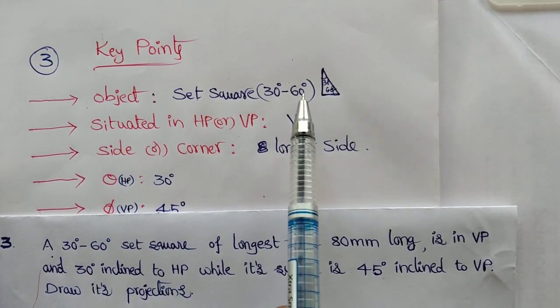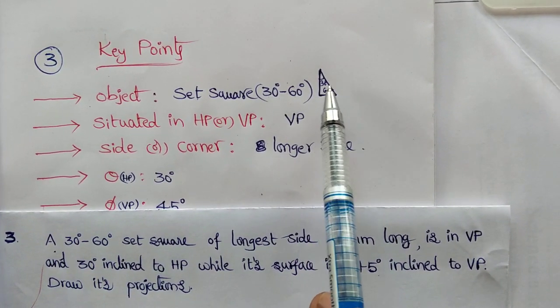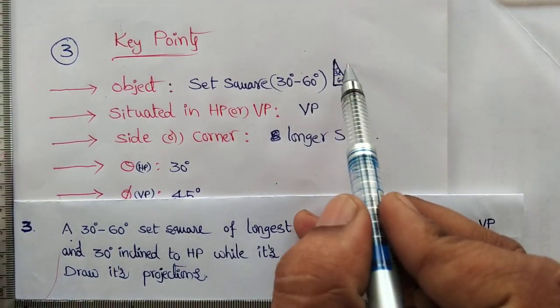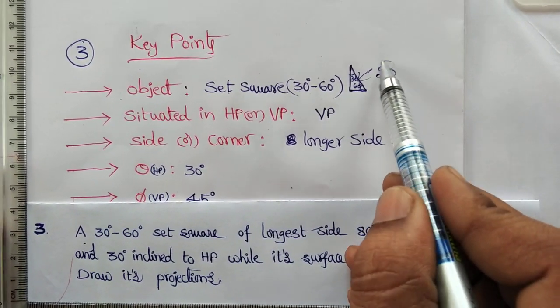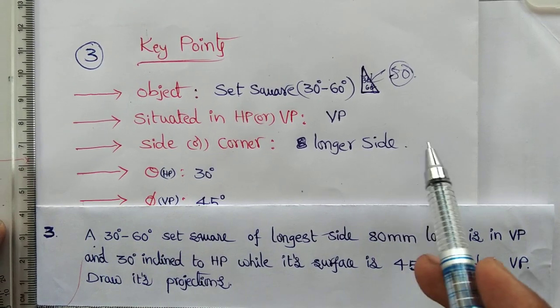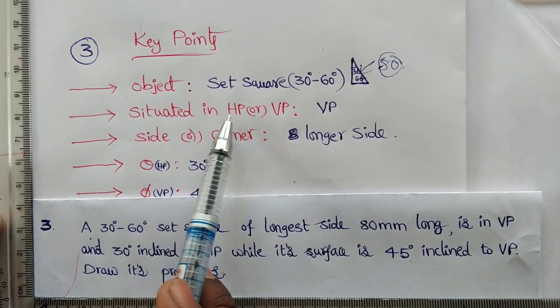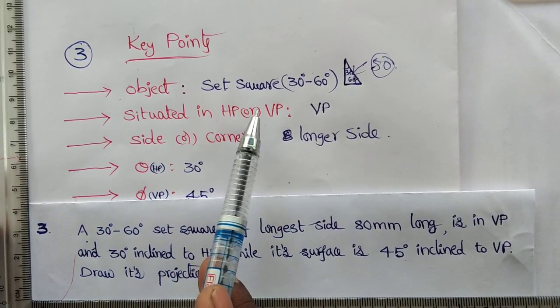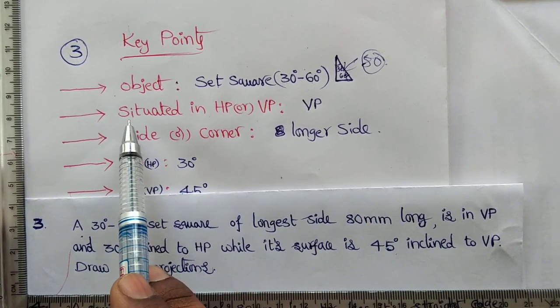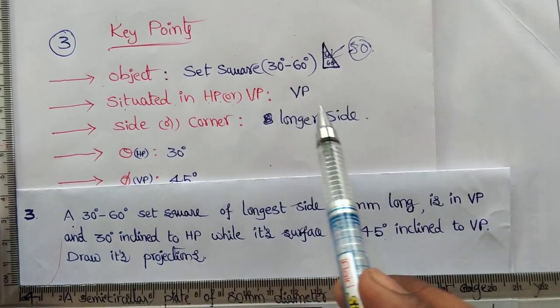So coming to the key points of this particular problem, our object is a set square, 30 degrees-60 degrees. Out of these three edges, which one is the longest edge? This is the longest edge, and this dimension is available, 80 mm. Coming to the situation of the plane surface with respect to the HP and vertical plane, it is located in the VP.